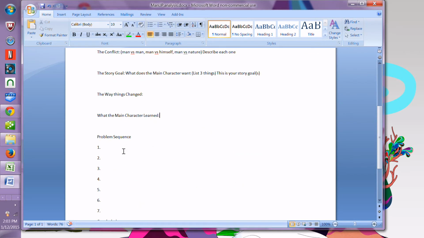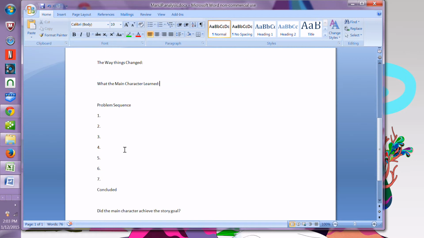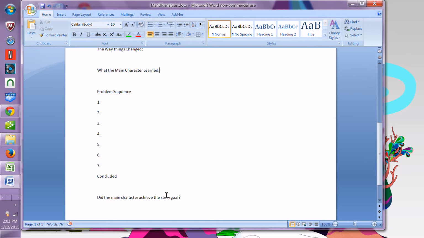Part of our problem sequence is going to be our villains. And these are going to be people that are going to impede our main character reaching their story goal. And in Man Up, you're going to see a couple of them. But there are also other problems that our character in Man Up is going to encounter that are going to keep him from reaching his story goal. And you'll have to decide whether you thought he reached his story goal. Now, the story goal isn't something that's necessarily set out in the beginning of the story, but it starts developing through the story. And then at the end, we realize he's achieved it or not.